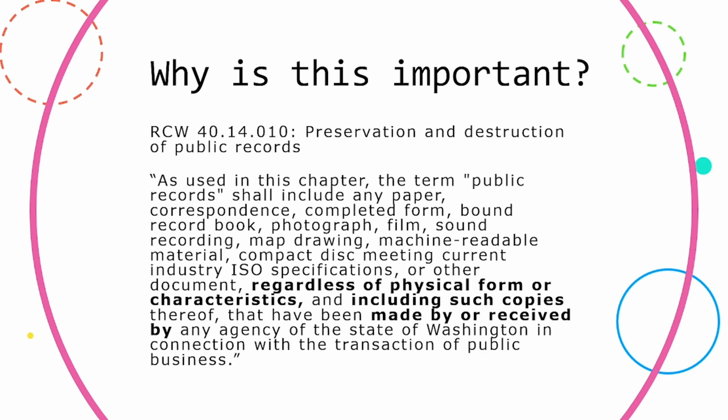One question is, why is this important? As it turns out, there's a state statute that says that everything that you do while you're doing university business is considered a public record. This refers to all different devices and formats. So this could be contracts on your desk, it could be Post-it notes, it could be Zoom recordings, any kind of record. If you're doing university business, it's a university record and it needs to be managed. But the good news is, we're here to help.